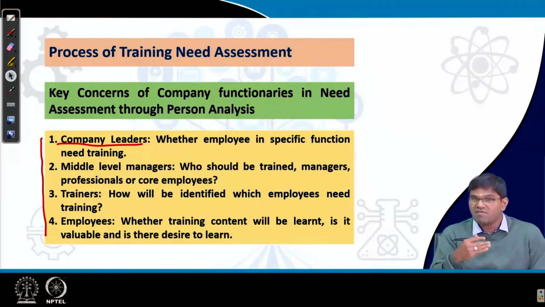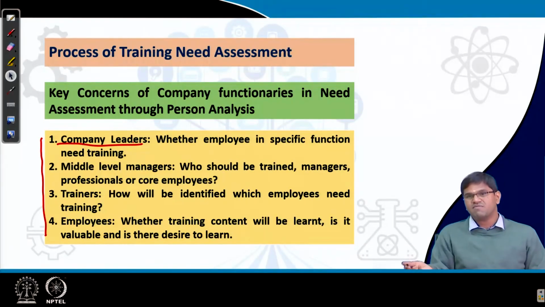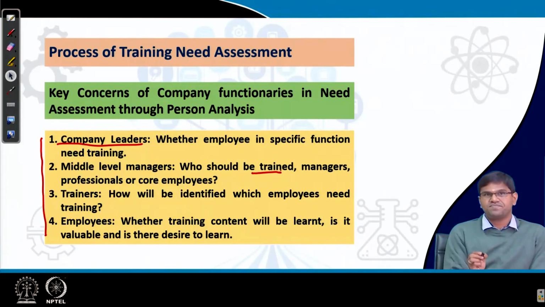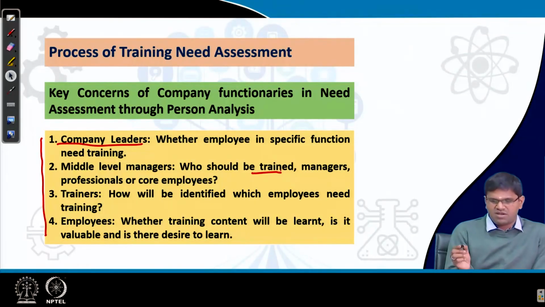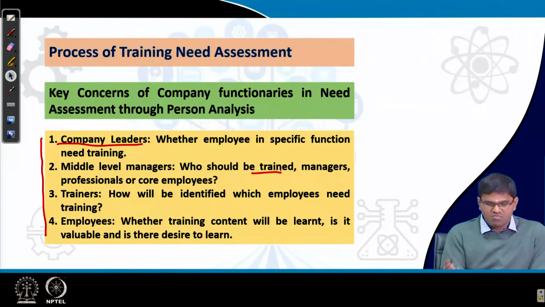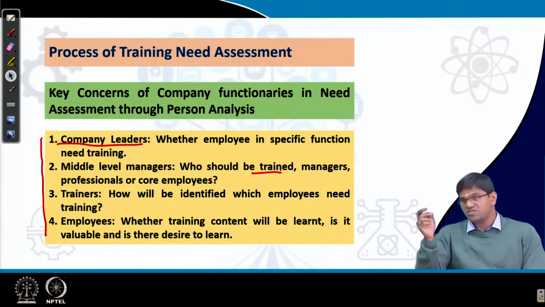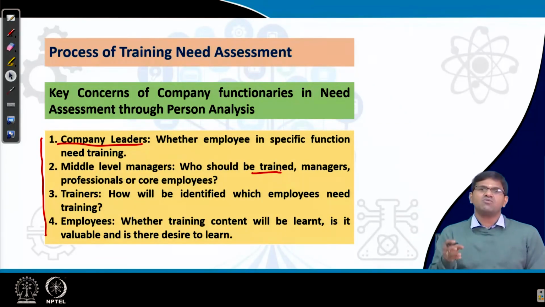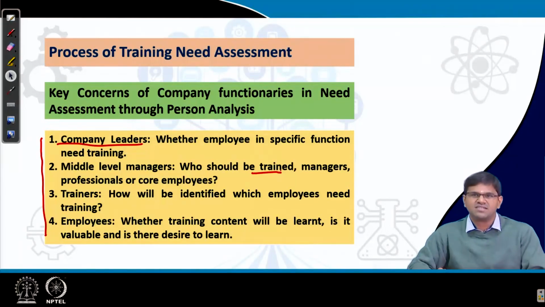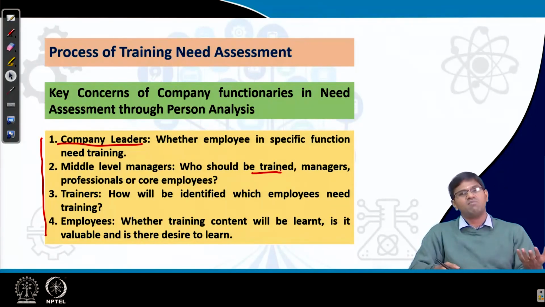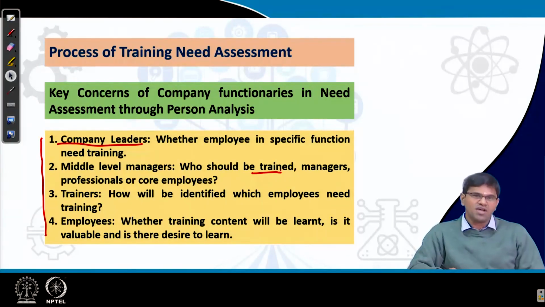Then the middle level managers, who are essentially supervisors for your job role, should see who should be trained. Among the managers, professionals or core employees, who should be trained? Do we need to train the managers or supervisors, or should I train the professionals or employees themselves? If a supervisor can be trained and translate their training to their subordinates, then you have to focus on training the supervisors. Or if you feel that training only the core employees is sufficient, then you can focus on training the core employees.